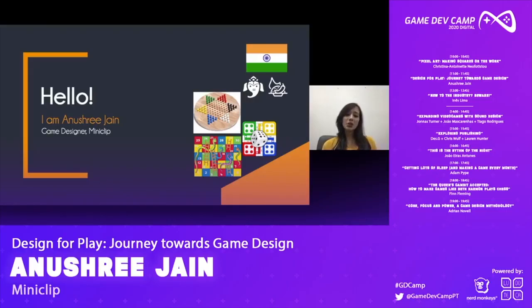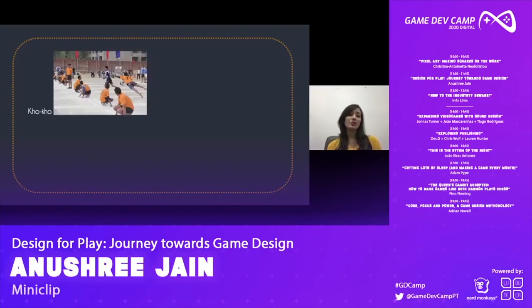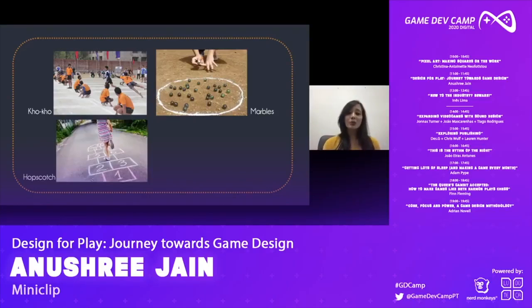And not only these toys or games, but in India, we also had a lot of outdoor games. For example, one of them was Kho Kho, which was a team game. Then we had marbles, where you create a circle, put marbles inside it, and try to hit one marble with another. Then you also had hopscotch, which was just drawing some pattern on the road or on the street, and then with one leg you jump onto these different numbers.